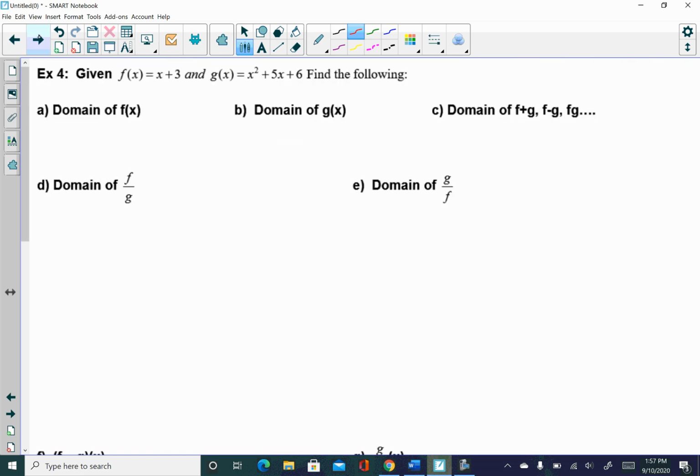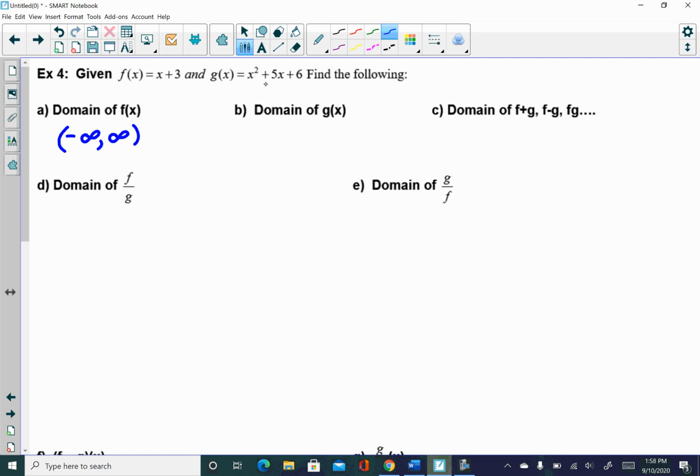Top of the next page, giving you two functions, f of x and g of x. In letter A, I ask you to find the domain of f of x, and this might be a good opportunity. Pause the video and decide for yourself, what's the domain of f of x and g of x? And I'm just going to go ahead and jump right in. The domain of f of x, straight line, so that should be negative infinity to positive infinity.